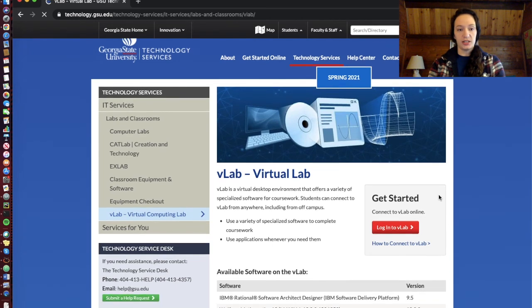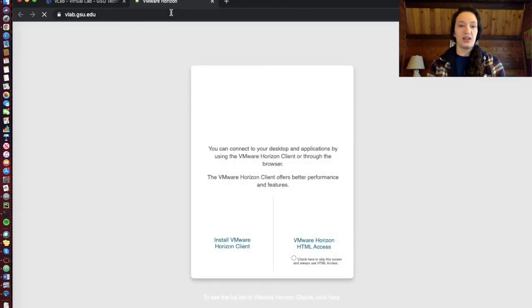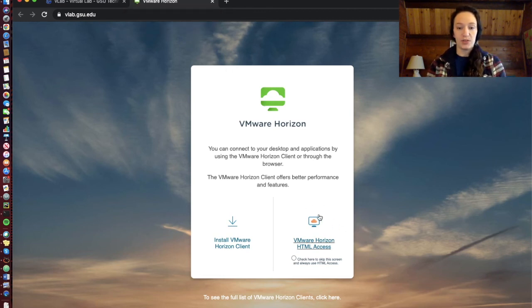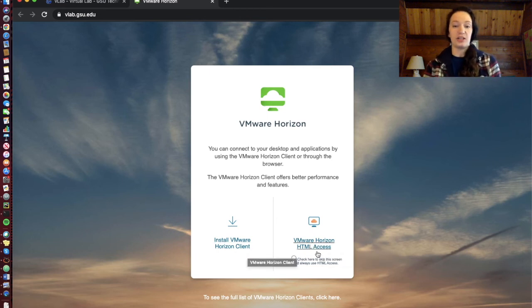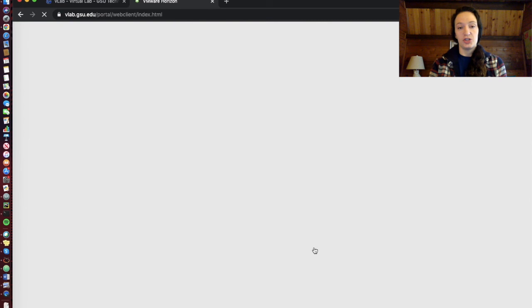Yep, it should look just like this. And then you have a red Login to VLab button on the right. Go ahead and click that. You should have a separate tab pop up. From here, you need to select the right option. You want to use the HTML access instead of downloading anything and installing it. So go ahead and click HTML access. From there, it should ask you to accept their terms of service, and then you'll log in.